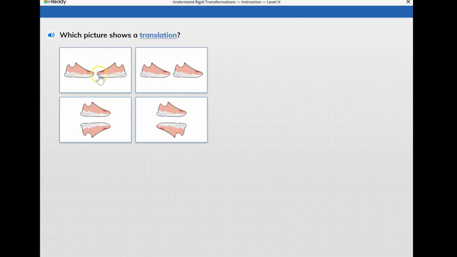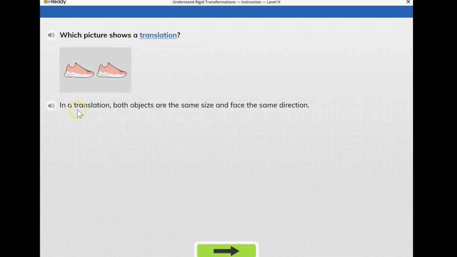So let's take a look at this. What picture is this first picture? Which picture is the second picture, third picture, fourth picture? We have a translation in the second picture, just a slide straight across. It's important to note that in a translation, the shapes stay the same size and they face the same direction.